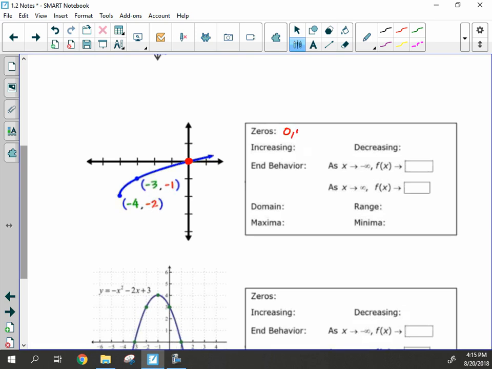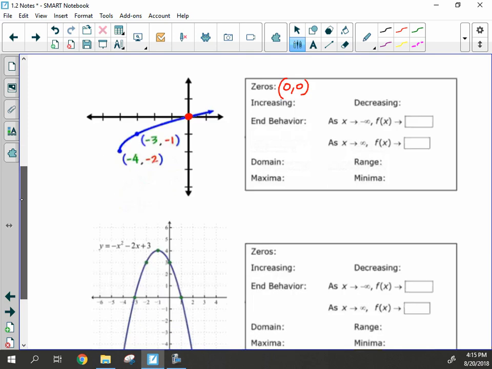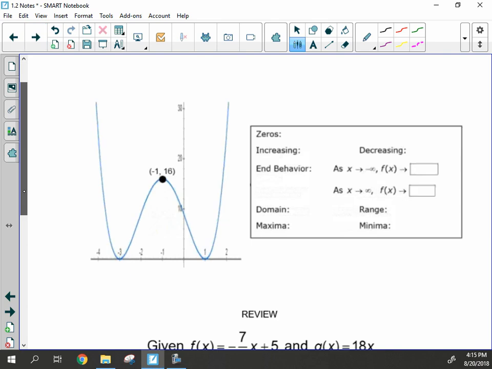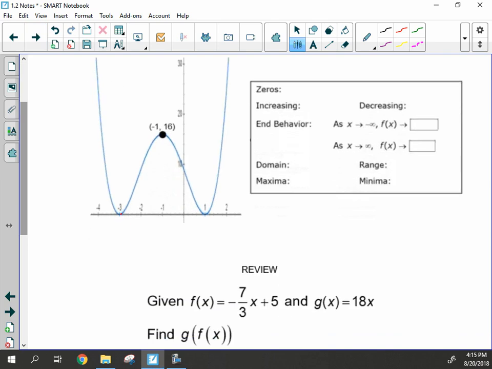This one has 2. It's got one here and one here, so it looks like it's at negative 3, 0, and then 1, 0. If I go to the next page, this one looks like it also has 2. There's one at negative 3, 0, and then the other one is at 1, 0. And guys, the reason why it's called zeros is because the second number is always 0. So that's why they call them zeros.